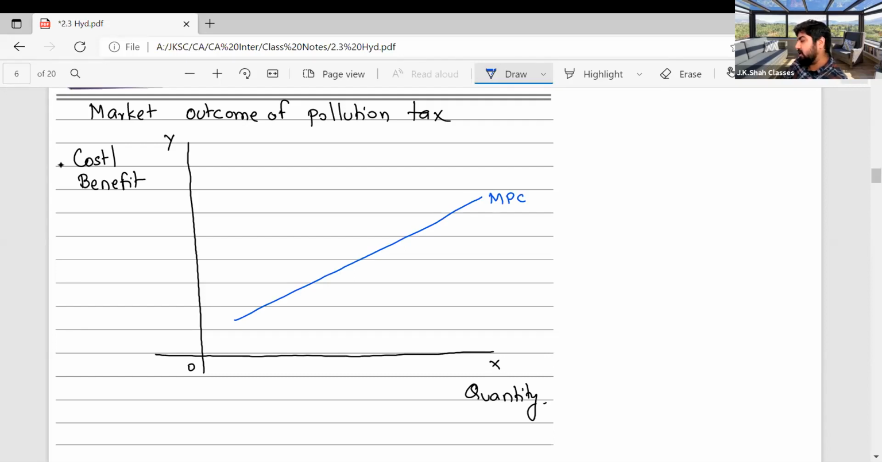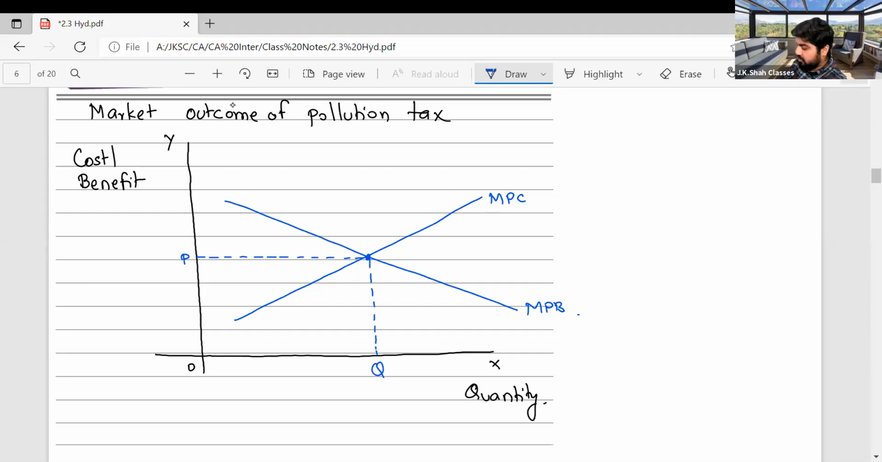Then next part would be MPB, marginal private benefit. As we go on producing or consuming more and more, the benefit goes on declining. So the downward sloping curve, similar to demand curve, correct? So this will be our MPB. Now, if you observe, then this is our equilibrium quantity and this is our equilibrium price.